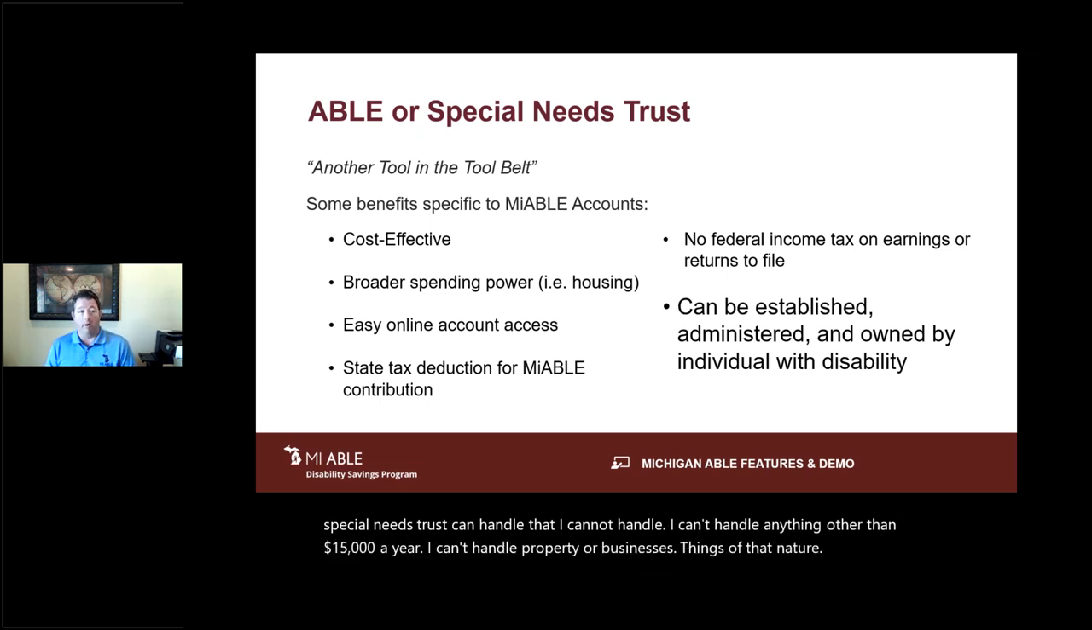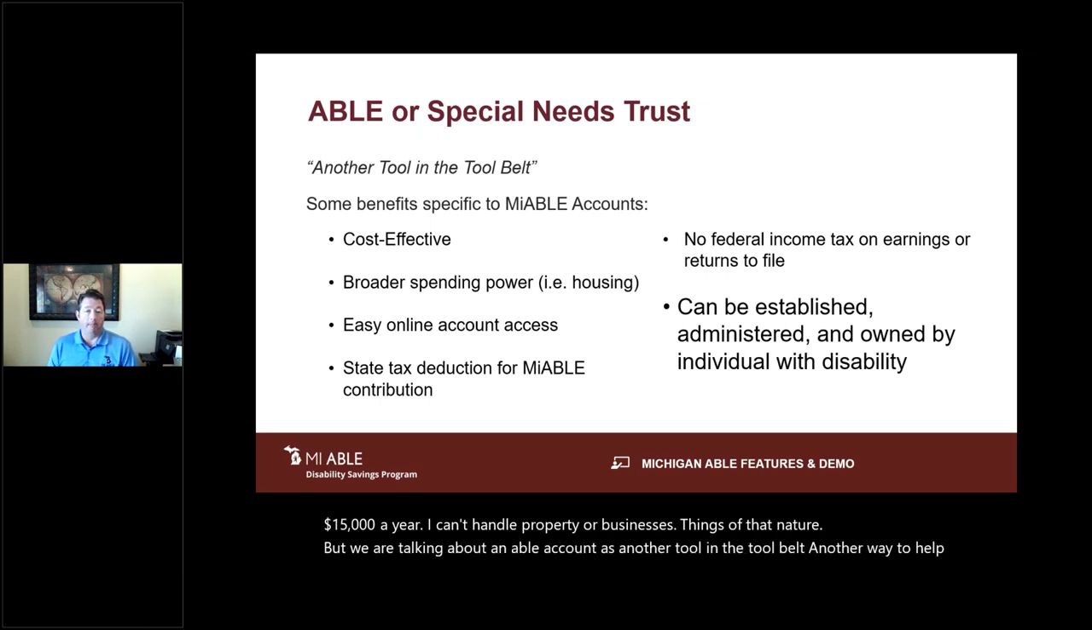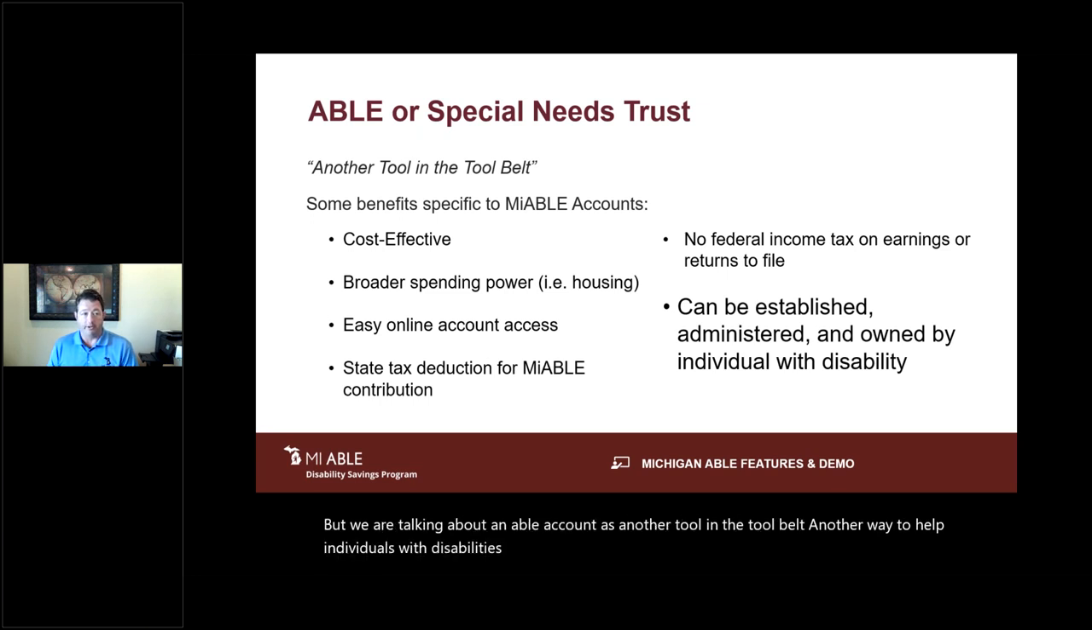But we are talking about an ABLE account as another tool in the tool belt. Another way to help individuals with disabilities become more economically self-sufficient. There are some advantages to ABLE accounts. As I mentioned, they're cost-effective, roughly $50 per year.